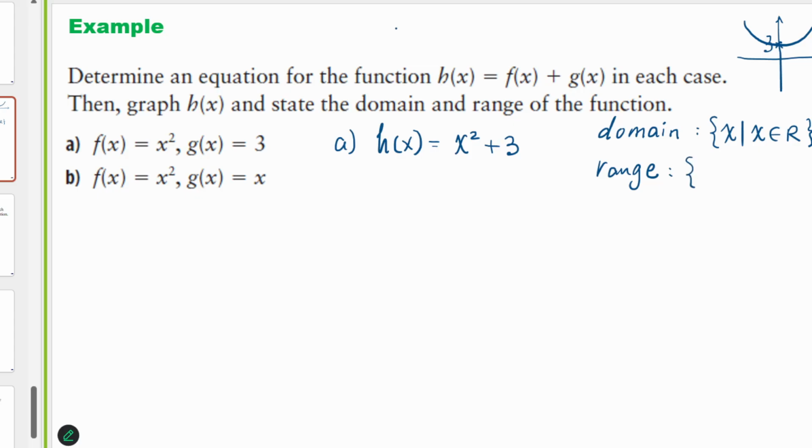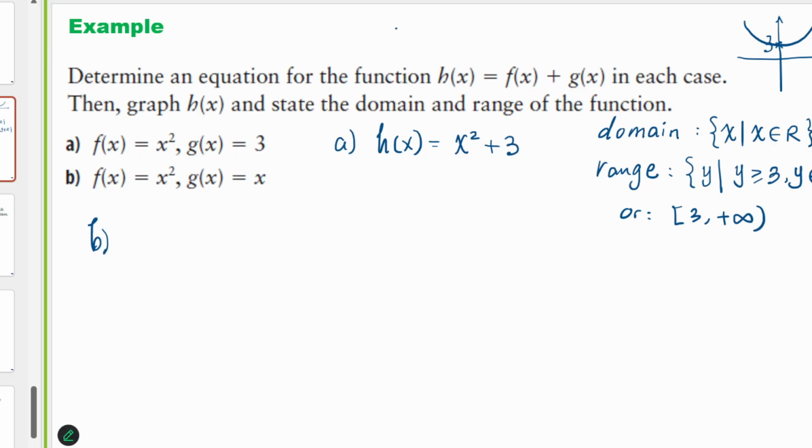You could specify it like this: y is greater than or equal to 3, and y belongs to the real number set. Or you could also simply say the range is from 3 to positive infinity, using a square bracket to indicate 3 is inclusive. Okay? Did you get it? Okay, so how about b?